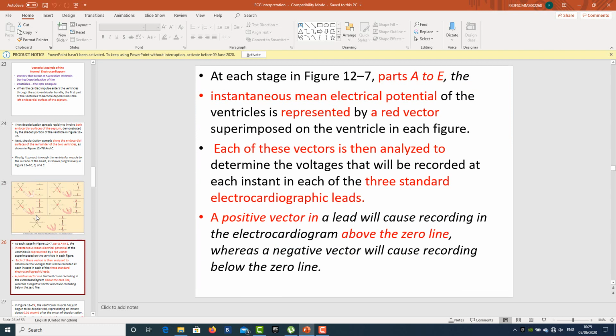So, the instantaneous mean electrical potential of the ventricles is represented by a red vector. Each of these vectors is later analyzed to determine the voltages that will be recorded at each instant in each of the three standard electrocardiographic leads. A positive vector in a lead will cause recording in the electrocardiogram above the zero line, whereas a negative vector will cause recording below the zero line.